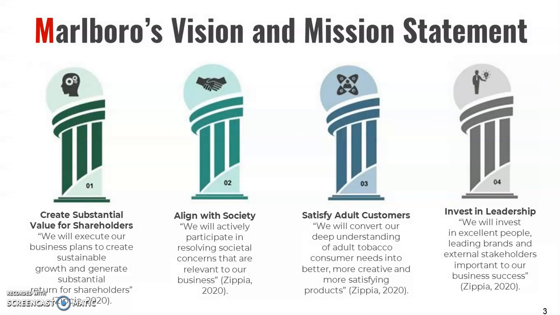Marlboro was designed and built from the ground up, starting with 4 foundational pillars, which become the bread and butter for its mission and value statements. These 4 pillars are identified as create substantial value for shareholders, align with society, satisfy adult customers, and invest in leadership. In successfully implementing strategies to uphold these visions, Marlboro has become one of the most financially successful competitors within the tobacco industry.